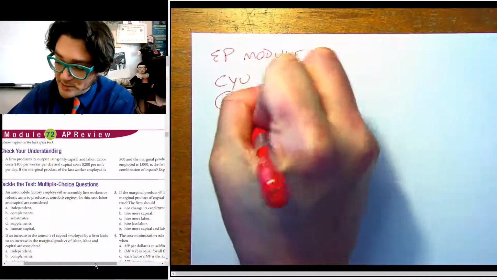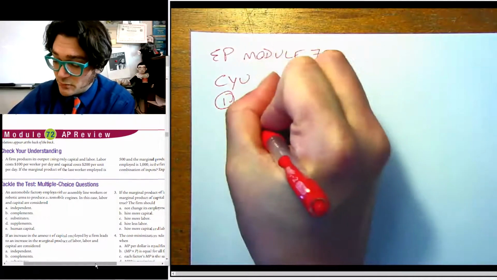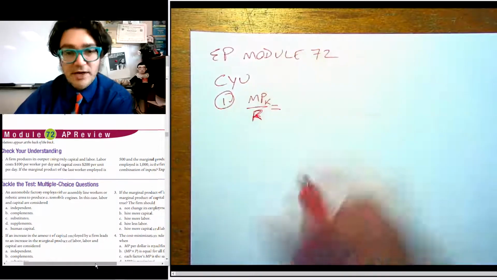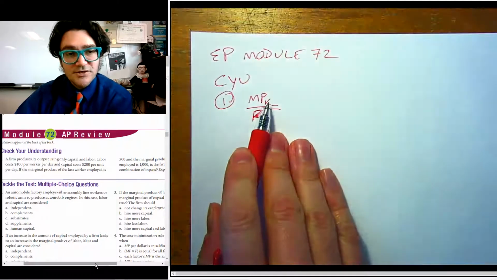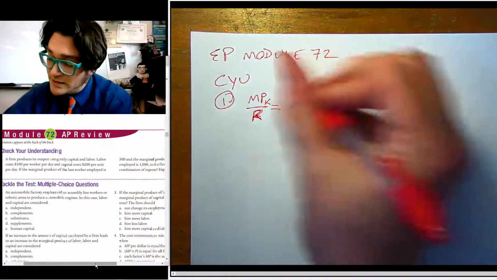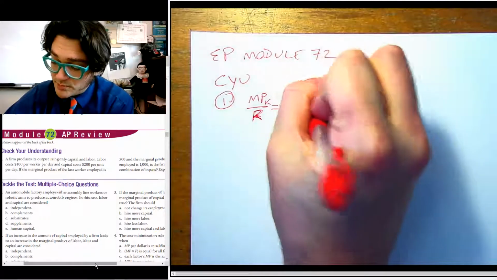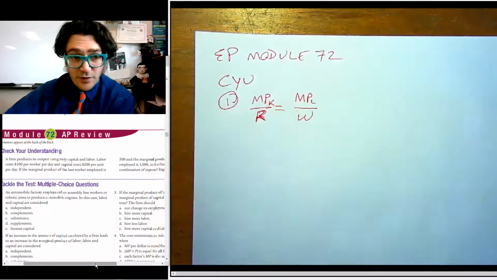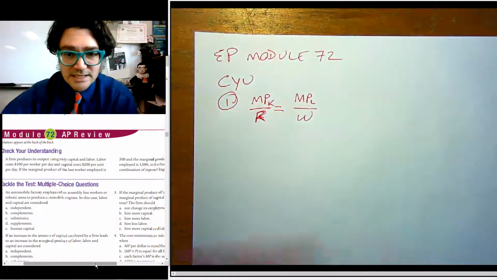Marginal product of capital divided by the rental rate. The marginal product of the last unit of capital over the rental rate of it has to equal the marginal product of the last worker divided by the wage. And if that's true, then they are cost minimizing.